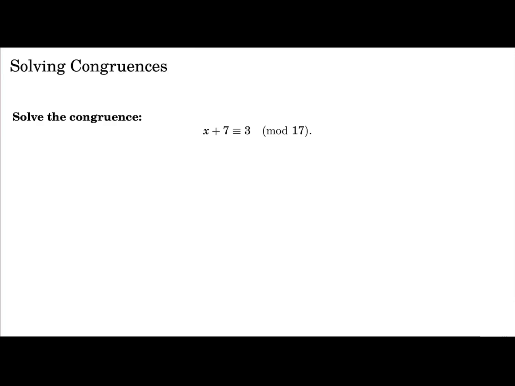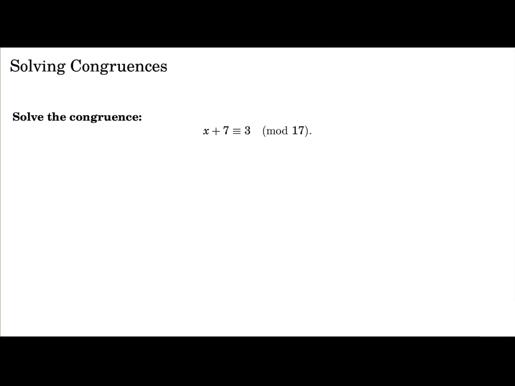Suppose we want to solve a congruence equation of this form. So we want to solve this congruence. We want to find x such that x plus 7 is congruent to 3 mod 17. In other words, if we take x plus 7 and divide by 17, the remainder should be 3, right? So how can we solve something like this?